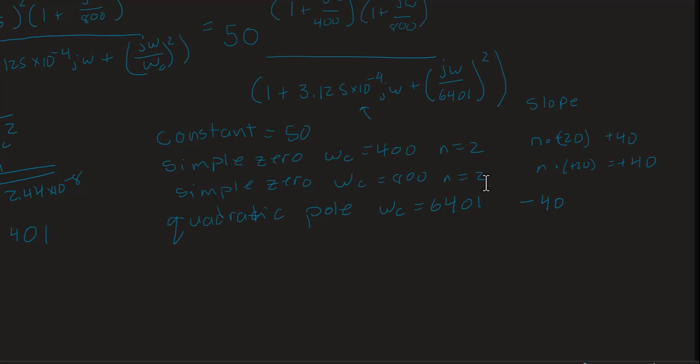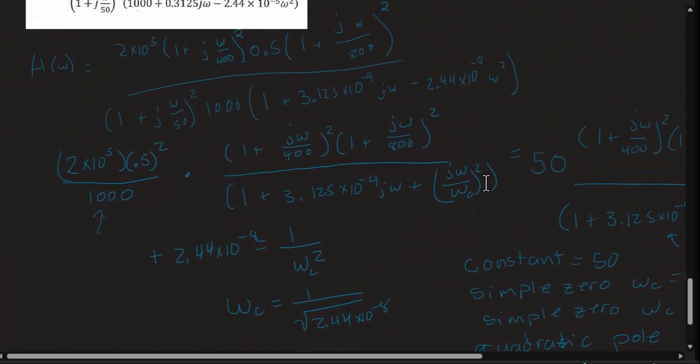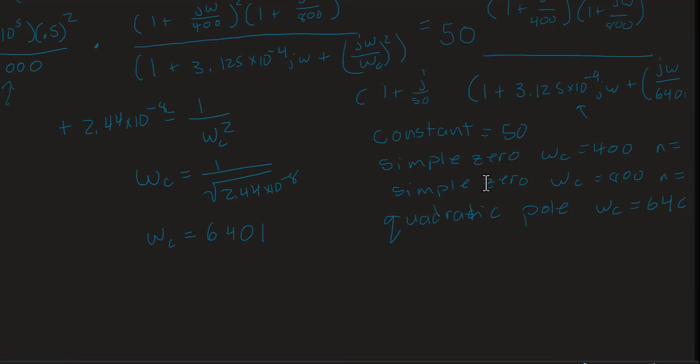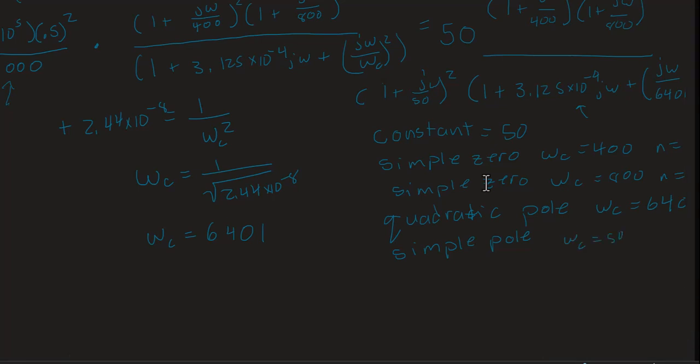Did I lose it? There's a 1 plus j50 that's multiplied by the... There was a pole in the original. It was already 1 plus j. Okay, so we had 1 over j omega, 1 plus j omega over 50 squared. So we have a simple pole with a corner frequency of 50.